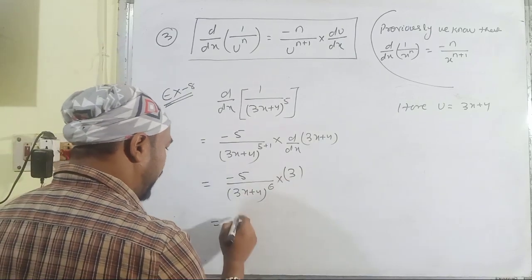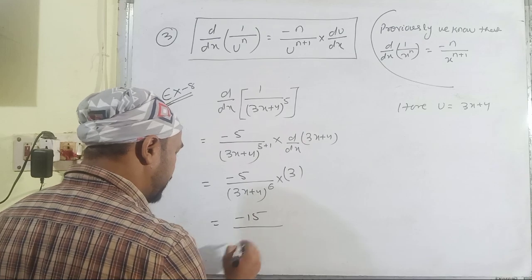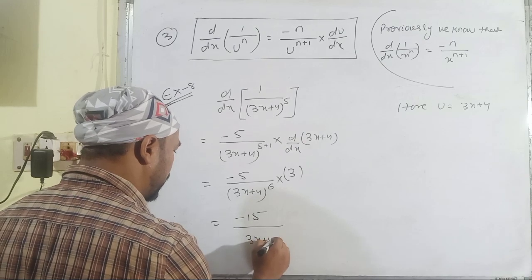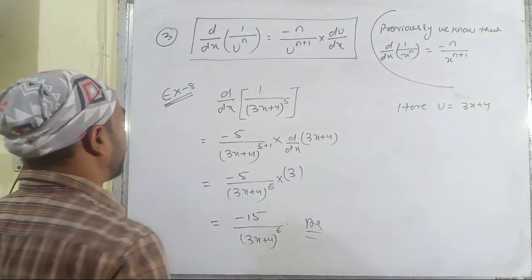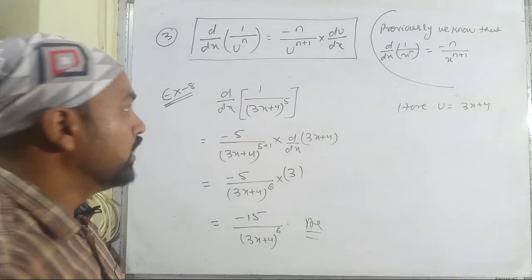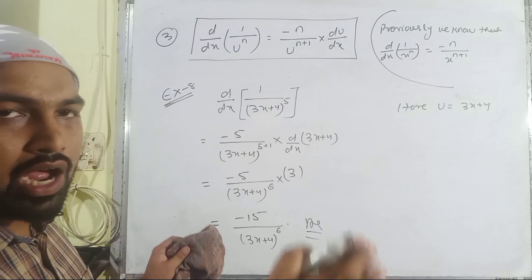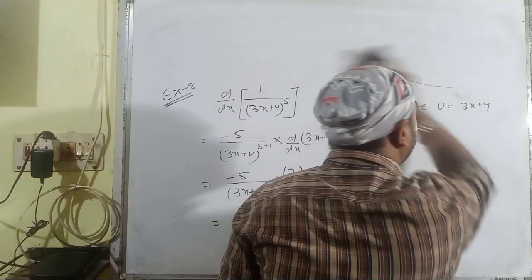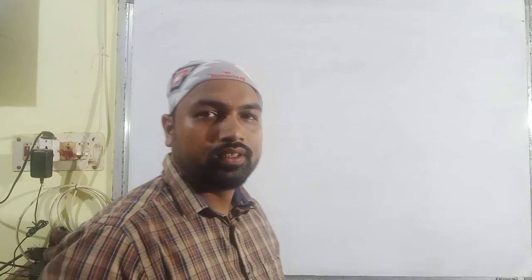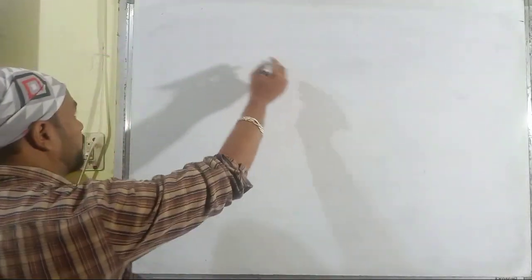So just simplify, we can have our answer here, minus 15 divided by 3x plus 4 whole to the power 6, and this is the answer for the problem number 8. Then moving to the next formula, and we will have some of the problems based upon that. Then let us go through the next formulas here.